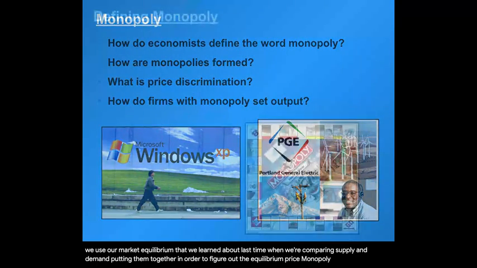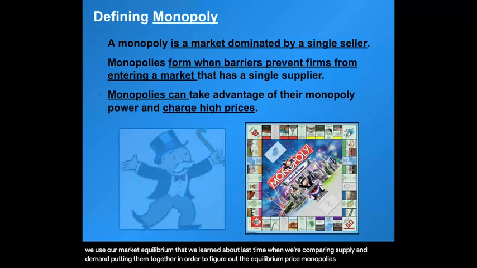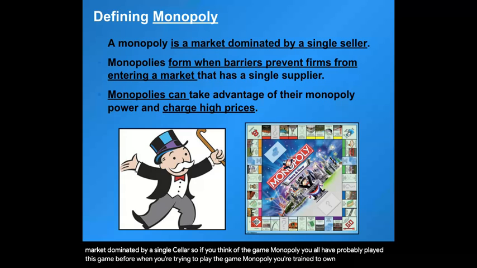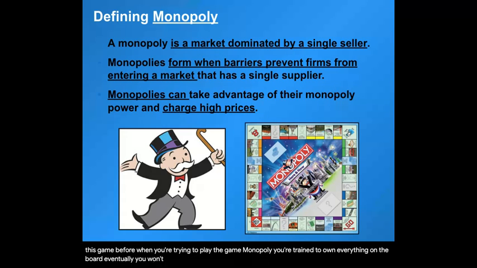And monopolies. So, a monopoly is a market dominated by a single seller. So, if you think of the game Monopoly, you all have probably played this game before. When you're trying to play the game Monopoly, you're trying to own everything on the board. Eventually, you own everything and everyone has to pay money to you. That is a monopoly. That is when you dominate the board, you dominate the game. One single person turns out to be the winner.